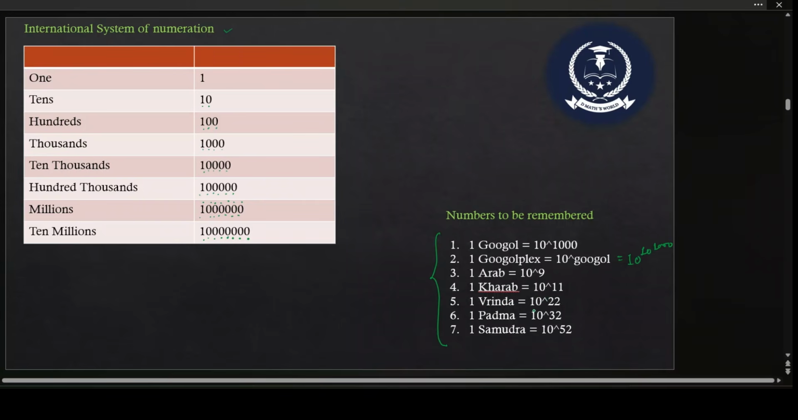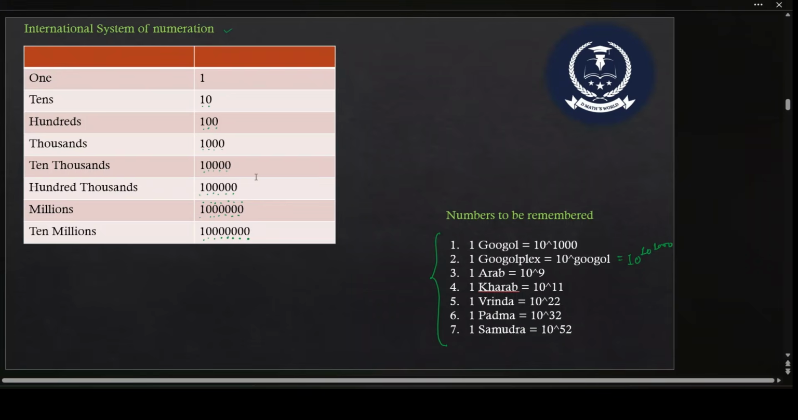One Vrind means 10 to the power of 22, which means 1 and then 22 zeros. One Padma means 10 to the power of 32, so you can write it down like that: 1 followed by 32 zeros. And one Samudra means 10 to the power of 52.